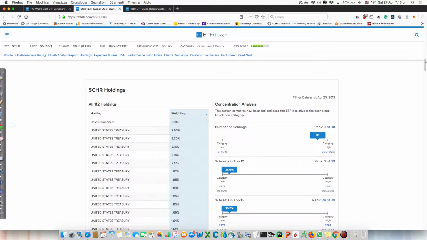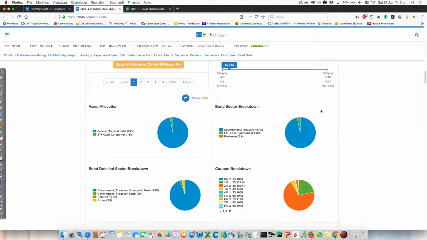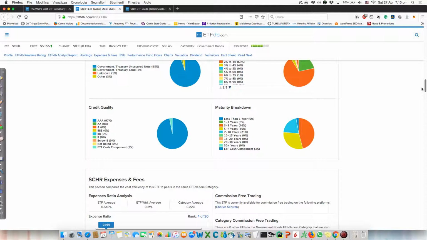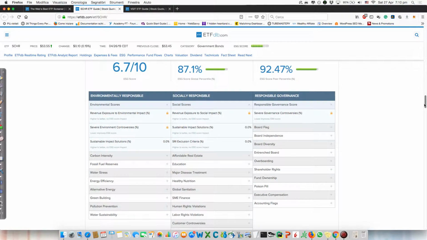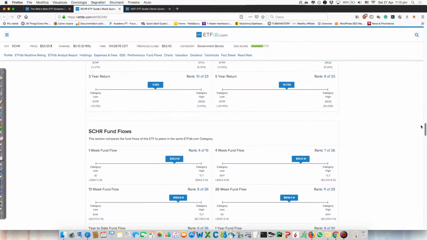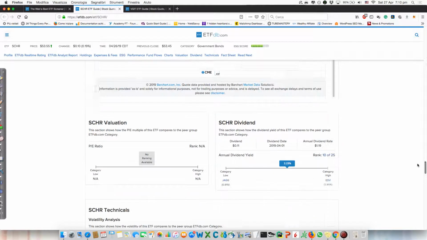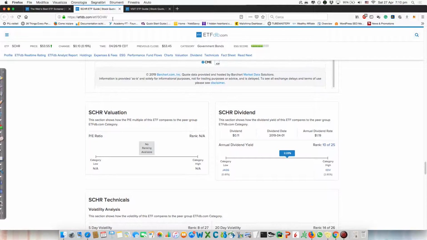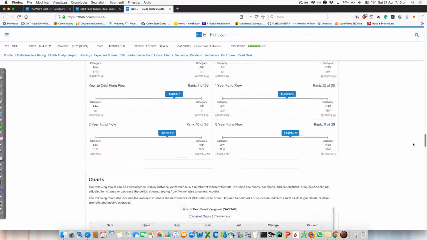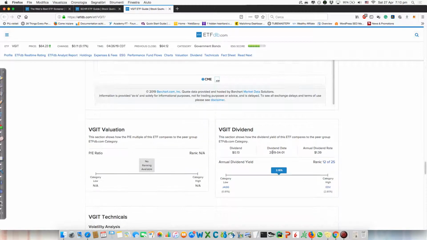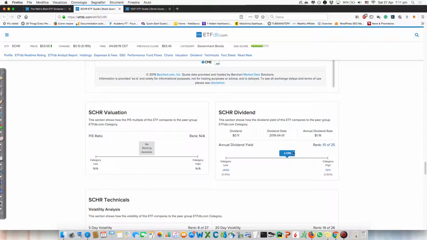What else? We can go down. Here they will tell you, for example, the type of composition of the portfolio. For example, here they tell you the duration of the bonds and the rating of the bonds. So you have a lot of information, but what we want to see is, for example, the dividend. Okay, here you can compare this number with this number here. So it seems that this one is giving us 2.16%, this 2.23.